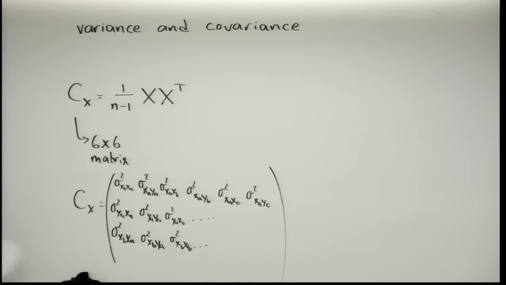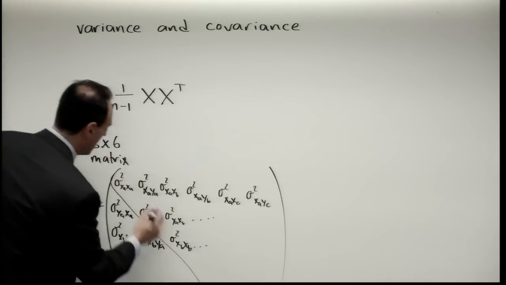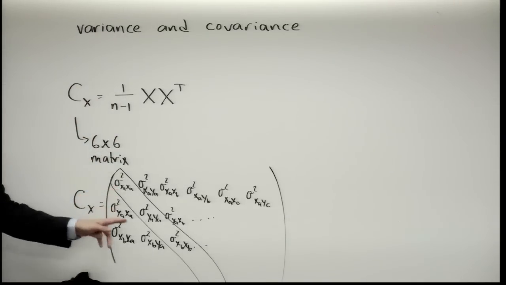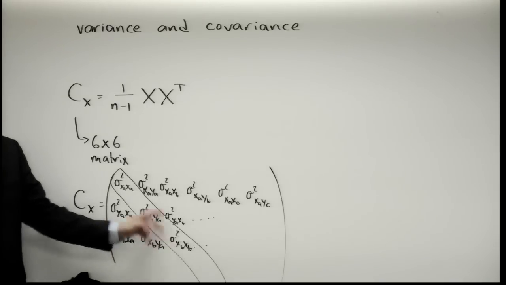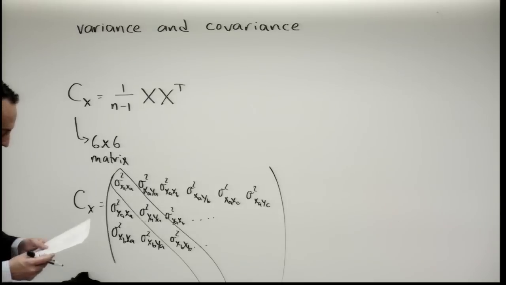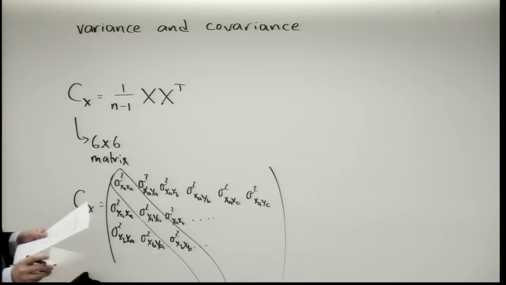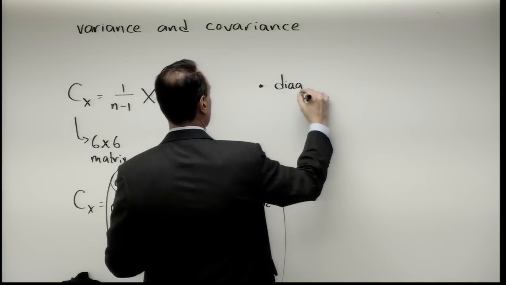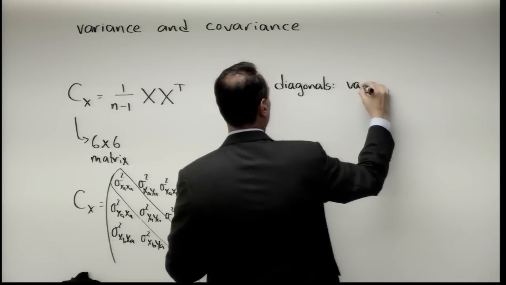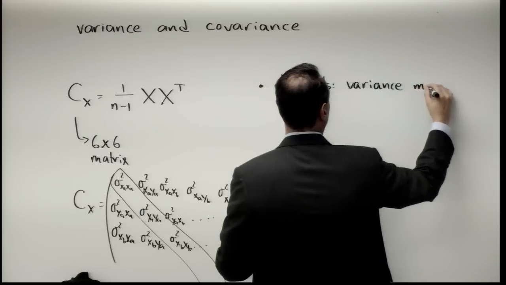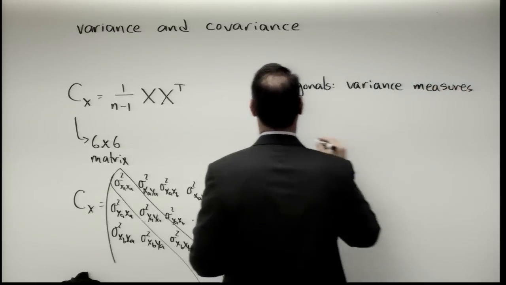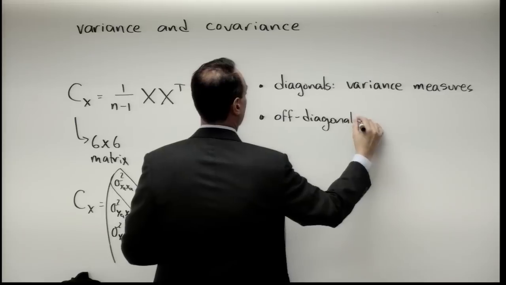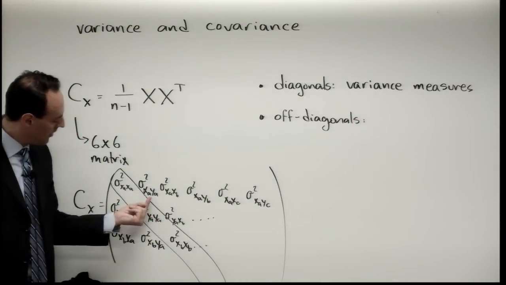Now I want to point out one thing. Look at the diagonal terms. Here they are. What do the diagonals tell you? Oh, it's the variance of xA, the variance of yA, variance of xB, and so forth. So on the diagonals, one of the things to notice about this covariance matrix, on the diagonals are the variance measures. What about on the off diagonals? On the off diagonals, now you have all the covariance scores.